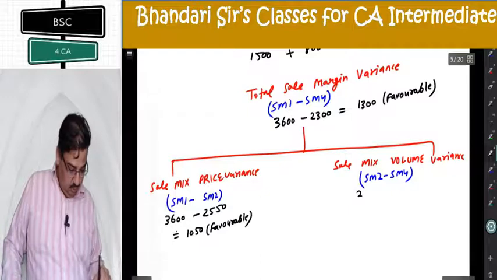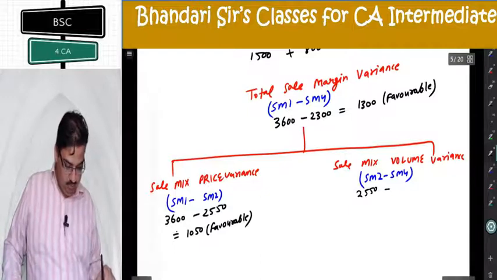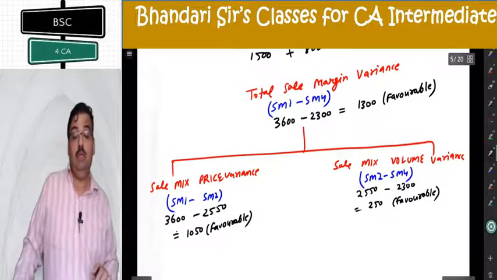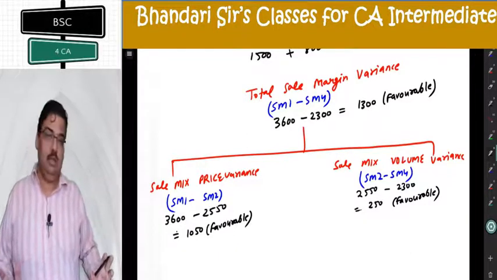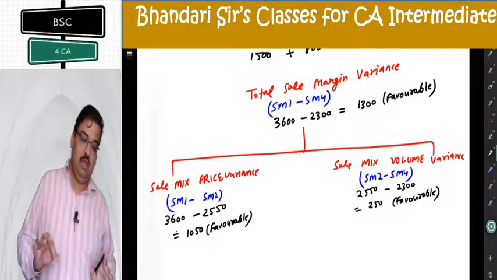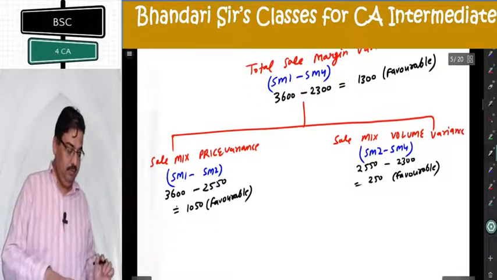Here 2550 minus 2300, 250 favorable. Students keep asking what does it indicate. You will understand in interpretation lecture in the end. At the moment just keep computing along with me.